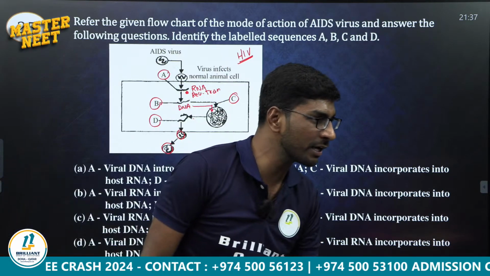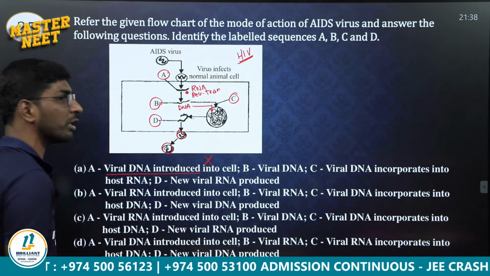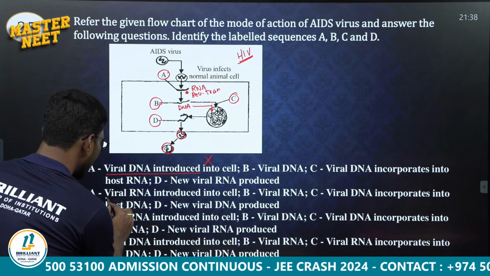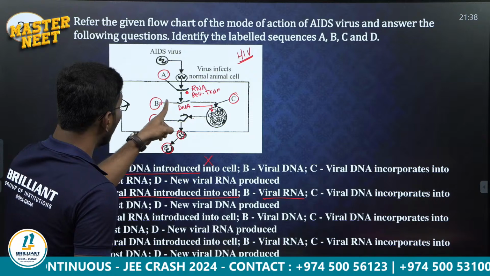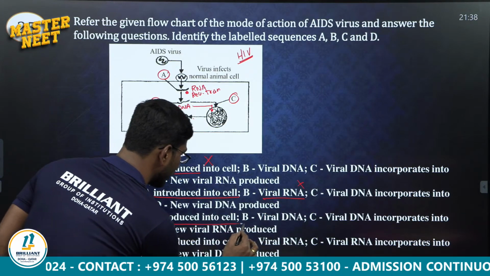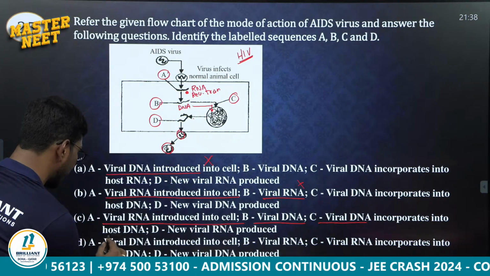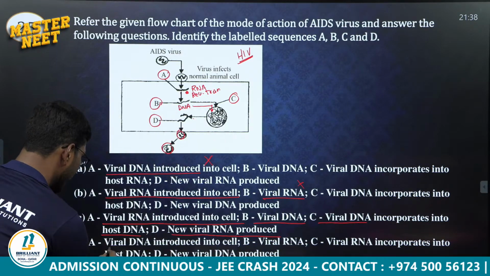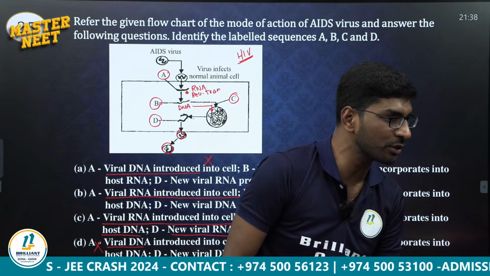So what's the correct answer? Yes, look here. First, viral DNA introducing? No, it is not a DNA virus, it is an RNA virus, right? So next, here viral RNA is introduced into the cell. B is what? Tell me. Viral DNA. Next, viral DNA is incorporated in the host DNA. New viral RNA is produced. So what is the correct answer of this question?